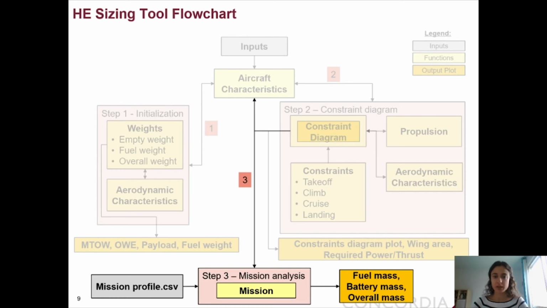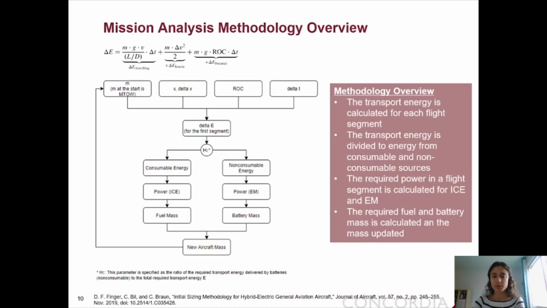In step 3, an analysis of the mission to be performed by the aircraft is done. In the mission analysis, the energy variable in each flight segment is being solved for. The energy step equation used to do so can be seen at the top. The main variables are taken from the user input. Then the delta energy is calculated, and from it the hybridization of energy is calculated, where the hybridization of energy parameter HE is the ratio of the required transport energy delivered by batteries to the total transport energy.